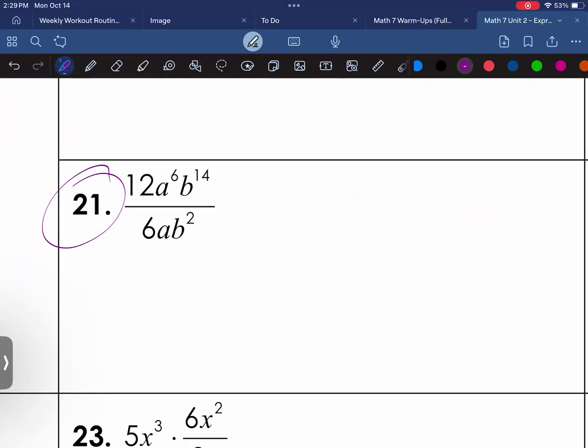You should have gotten, let's see, 12 divided by 6 is 2. This would be A to the 5th power. This would be B to the 12th power. If you did not get that as your answer, go ahead and pause here and ask for help, so that before you continue on, we make sure you know what you're doing.